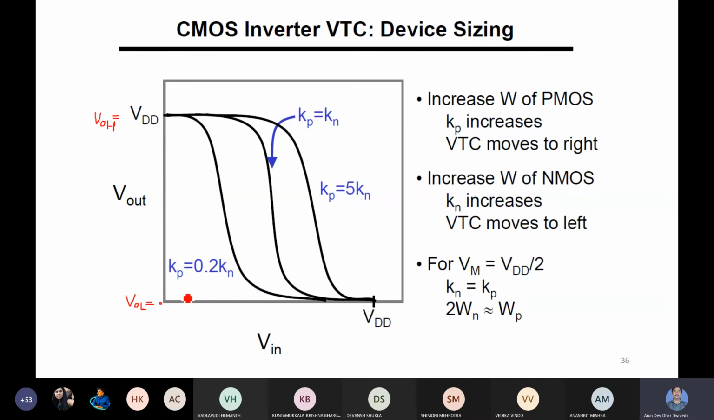So Vout versus Vin is plotted, and we can see what effect we get if the W by L ratio or W is changing. So Kn equal to Kp, here it is written Kn equal to Kp. We know K, what is K? K is mu Cox W by L. Mu n Cox W by L is K for the NMOS, and mu p Cox W by L is K for the PMOS. So basically, if you are changing the W by L ratio, what is the effect?